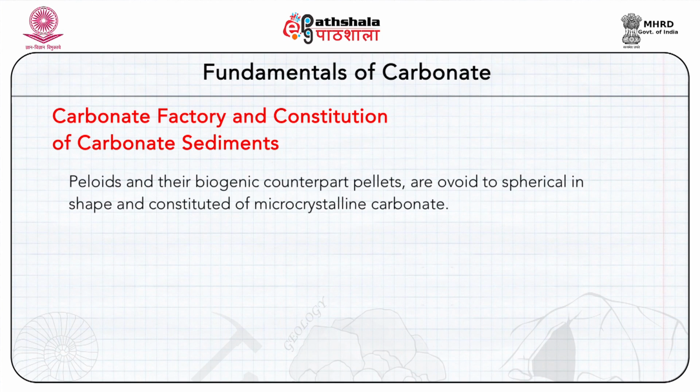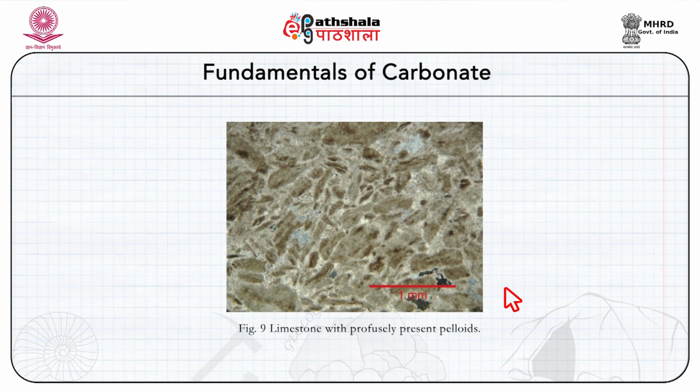Peloids and their biogenic counterpart pellets are ovoid to spherical in shape and constituted of microcrystalline carbonate, which is shown in the figure. While peloids are sand sized particles, internally microcrystalline and of inorganic origin, that is diagenetic alteration of biofragments, ooids, etc., or Mg calcite spontaneous precipitation, pellets are fecal in origin and excreted by mud ingesting organisms as sand sized particles.